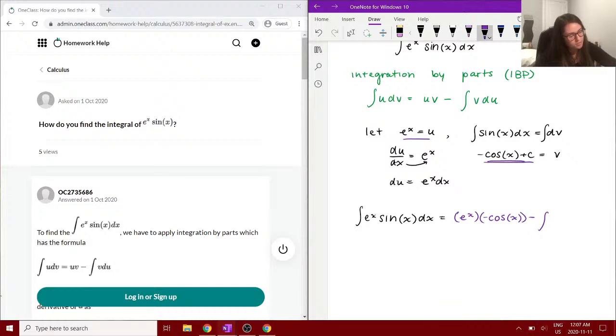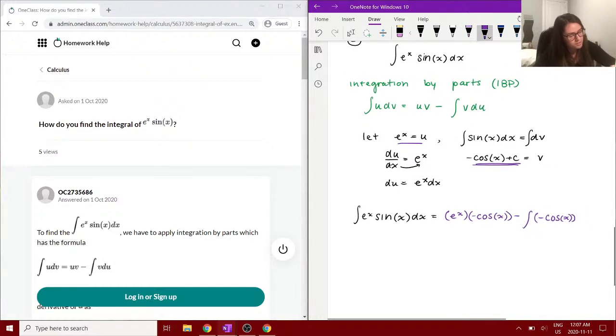V we just saw is minus cos x times du. Okay, du we calculated to be e to the x dx. All right, so now you kind of understand why I needed to take the derivative and why I needed to take the integral, right? Because they were useful when we were subbing them in for integration by parts.